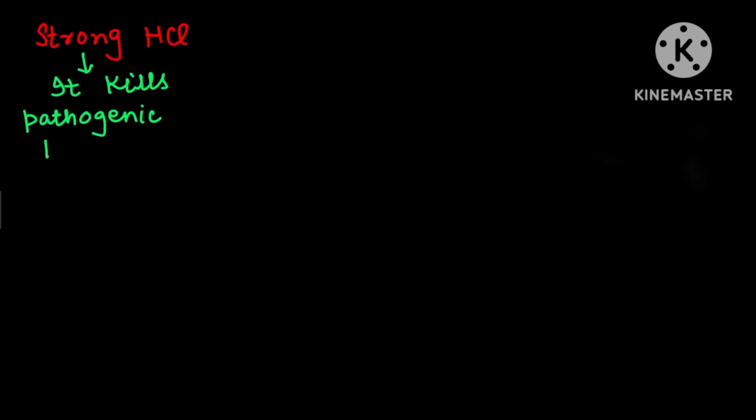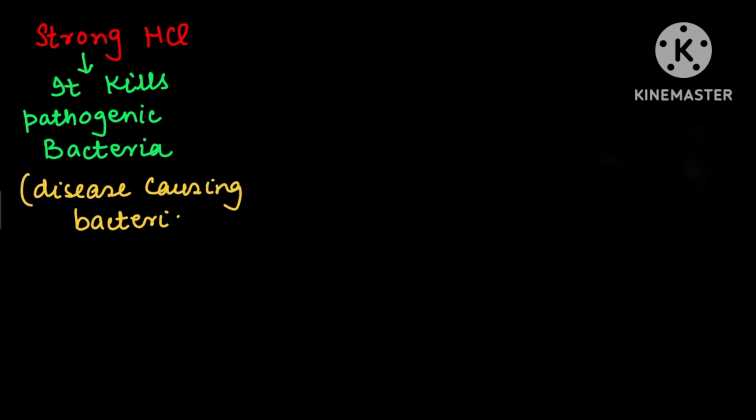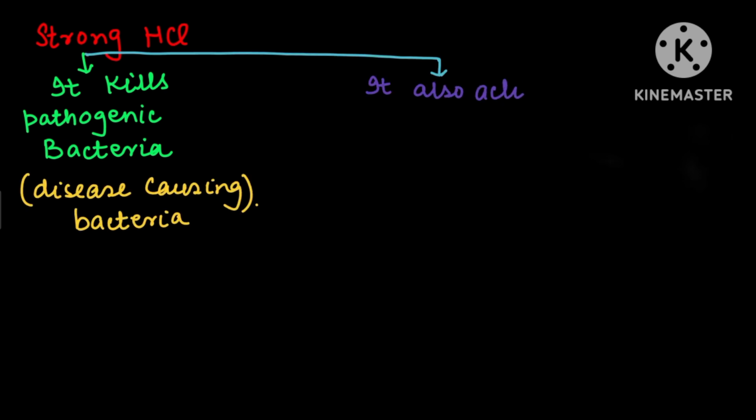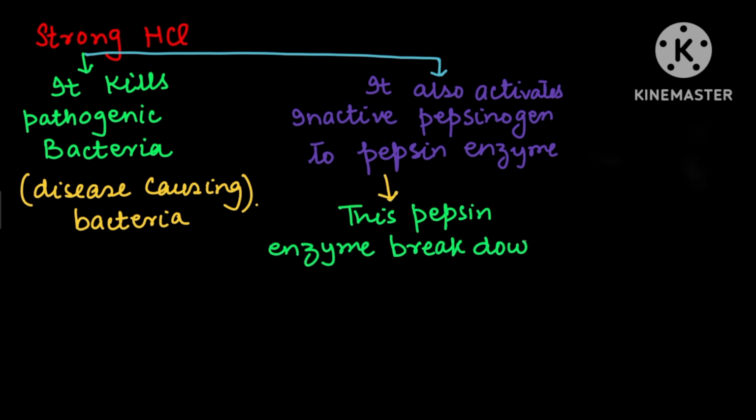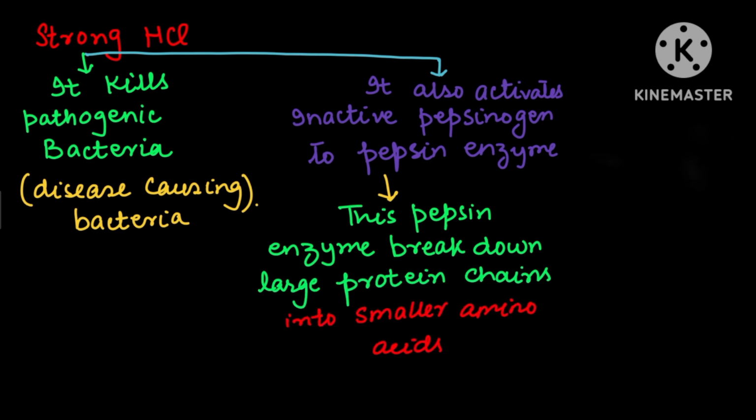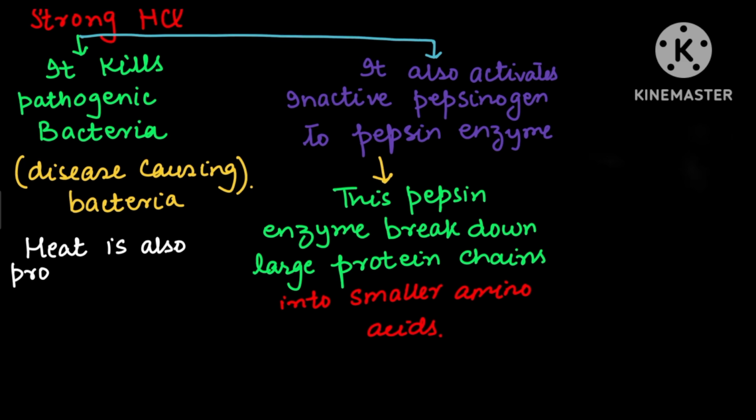The strong HCl kills the pathogenic bacteria, that is disease causing bacteria, and it is also involved in the activation of pepsinogen. It activates pepsinogen to active form pepsin enzyme. This enzyme breaks down the large chains of proteins into smaller amino acids. In this process, heat is also provided to melt the lipids.